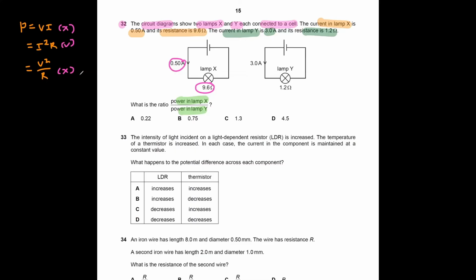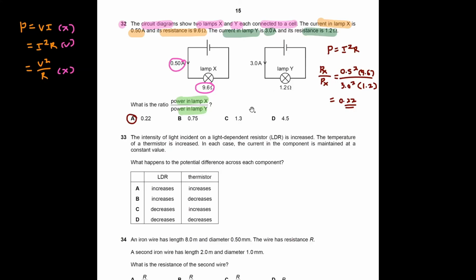So in your case, if you want to use P equals I squared R, the ratio of Px to Py will be the current of X squared times its resistance of 9.6, divided by the current of Y squared times its resistance of 1.2 ohms. You will eventually get your answer as 0.22. So this is your answer, A. Okay, so that one is all right.